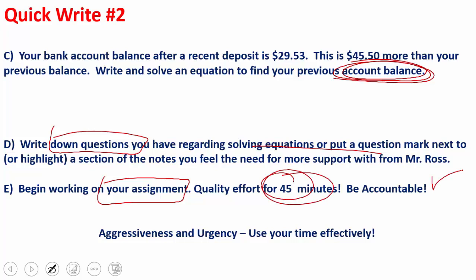I know I say this every single night. It is my way of helping you remember to choose to be accountable. I'm not nagging, I'm helping. It's a positive thing. Take the help and use it. Remember to work aggressively and with a little bit of urgency to keep focused and use your time effectively.